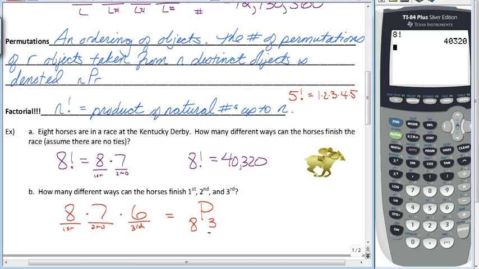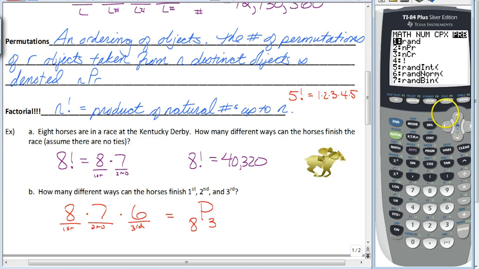So I want to show you the shortcut with your calculator. You would do 8, and then you go back to that math button, slide over to probability, and look at number 2. It's nPr. So we're going to do 8 permute 3. Click enter, and you will get the exact same answer as if you were to do 8 times 7 times 6.